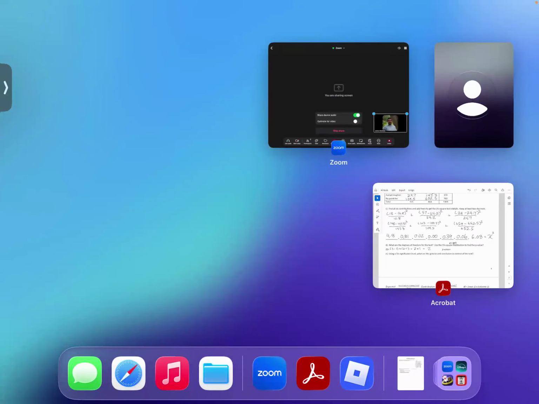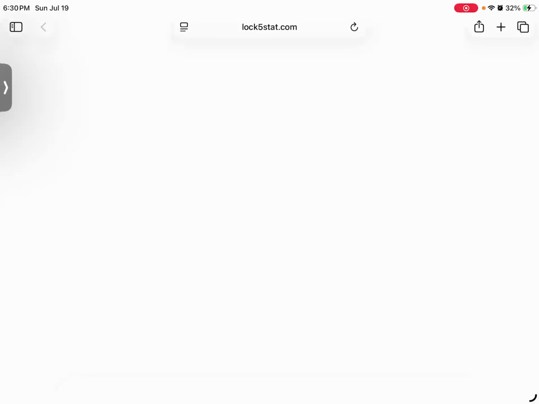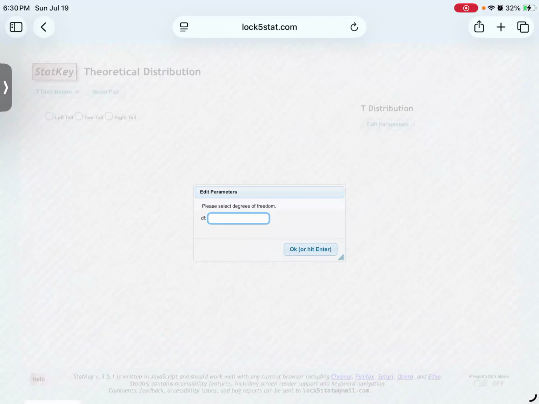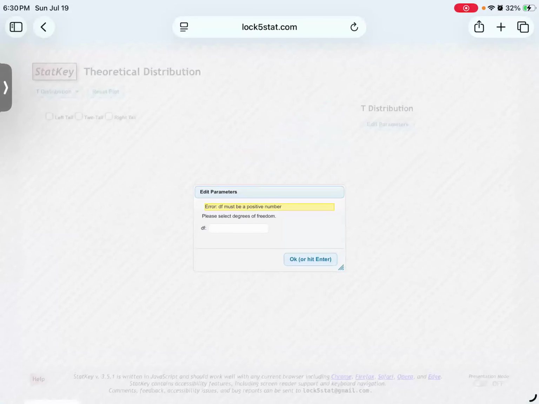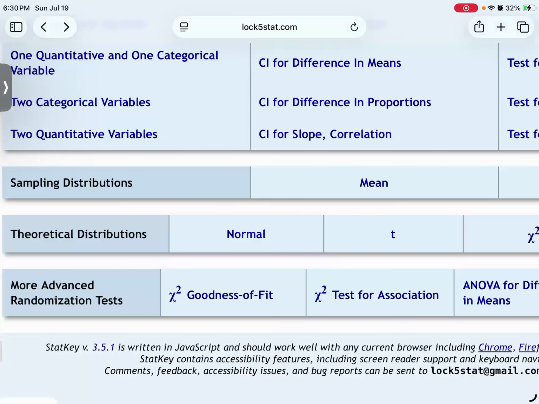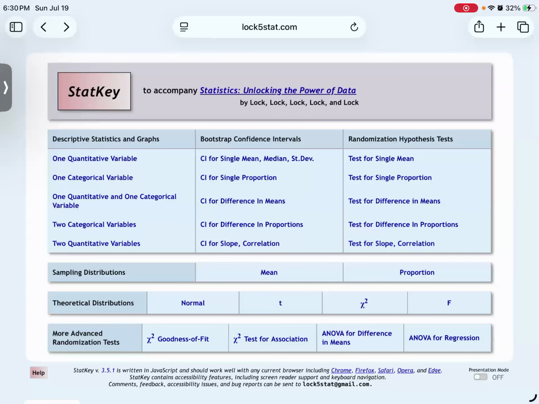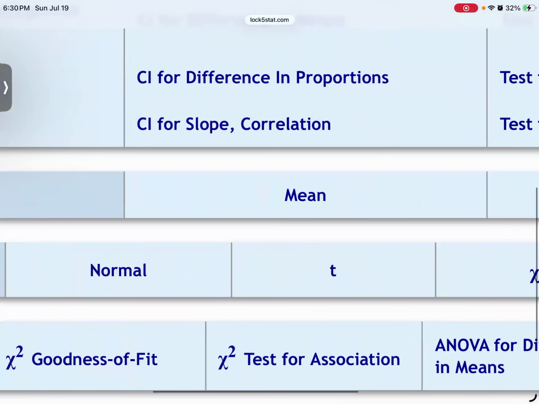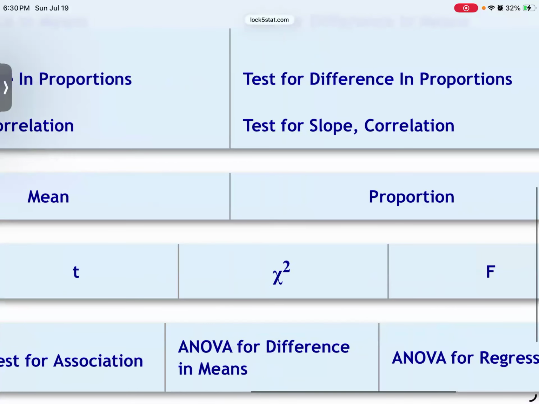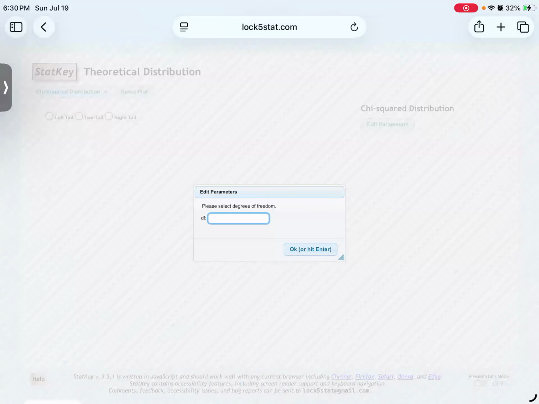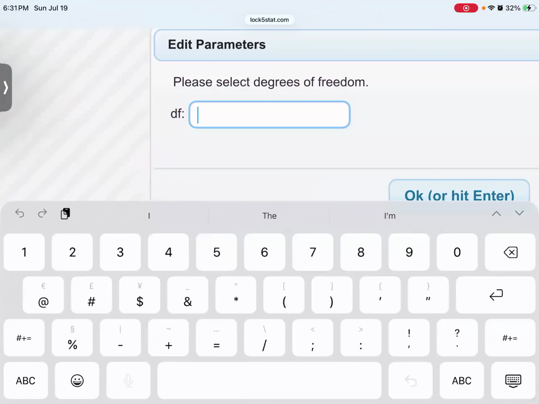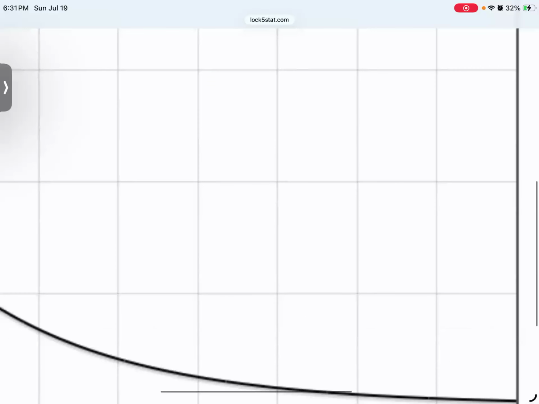6.08 with degree of freedom 2. So I was working on something earlier, so let me just get out of this. There we go. Stat key. Now the chi-squared distribution, you can see right here theoretical distributions. There's the normal, there's the T distribution, and then there's the chi-squared. You're going to click on that. And immediately it's going to want the degree of freedom. And that's where you'll put the 2. Click OK.